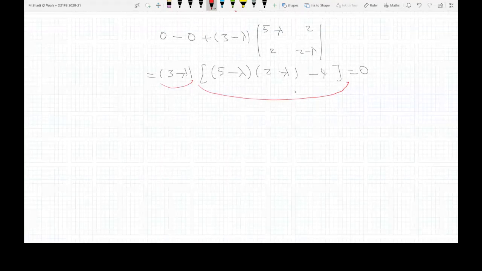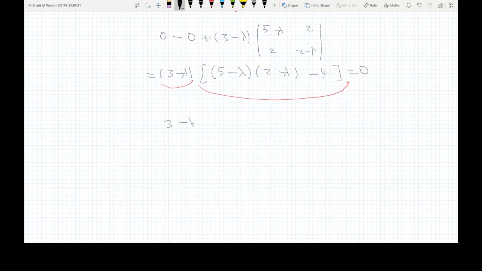Obviously, both of them are equal to 0. So the roots can be found by taking this part equal to 0 or this part equal to 0. I'm going to start from this part here. It is either 3 minus lambda is equal to 0, and in this case, we have lambda equal to 3. If 3 minus lambda is equal to 0, obviously lambda is equal to 3.